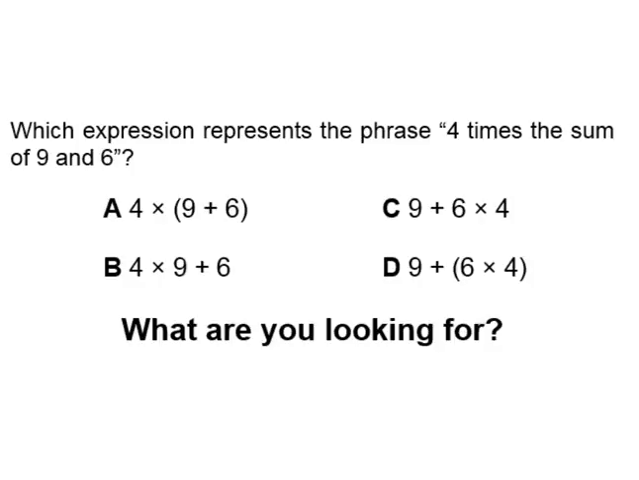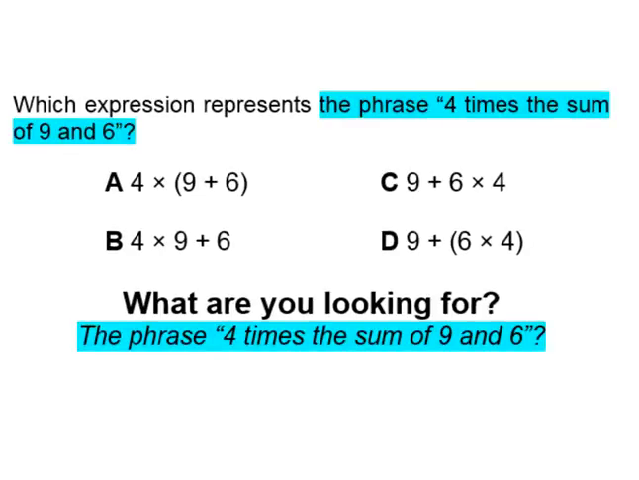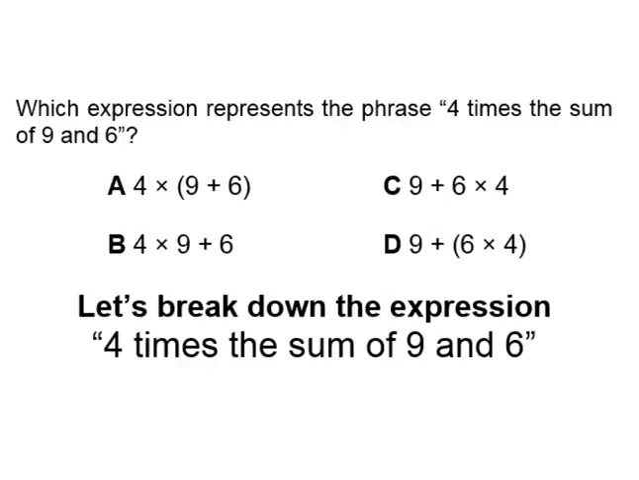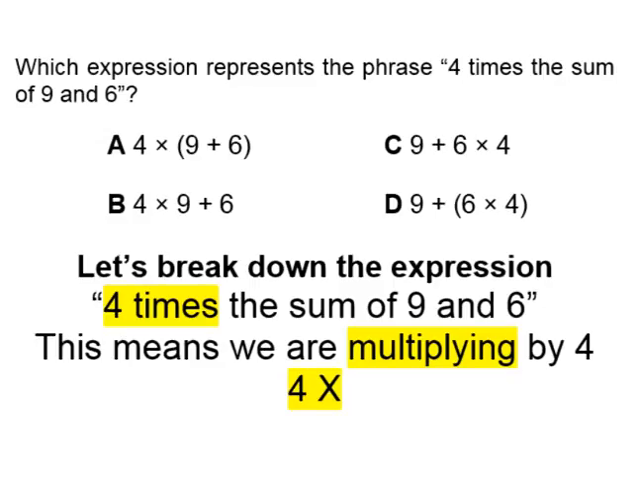What are we looking for? We are looking for the phrase 4 times the sum of 9 and 6. In order to find our correct answer, let's break this expression down. 4 times the sum of 9 and 6. How do we write that in an expression? Let's start with 4 times. This means 4 and the multiplication sign, because basically we're multiplying by 4. So we have 4 and we have our x for multiplying.